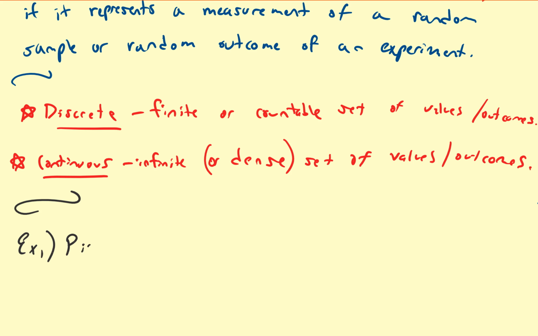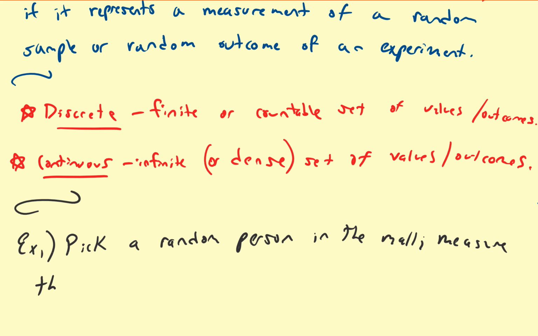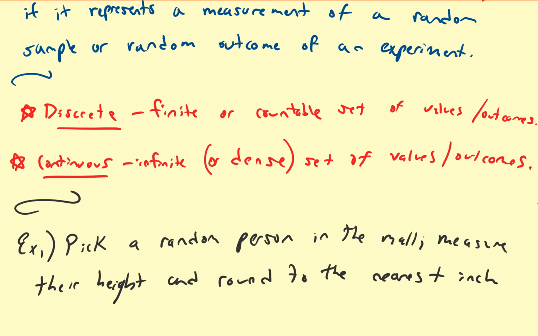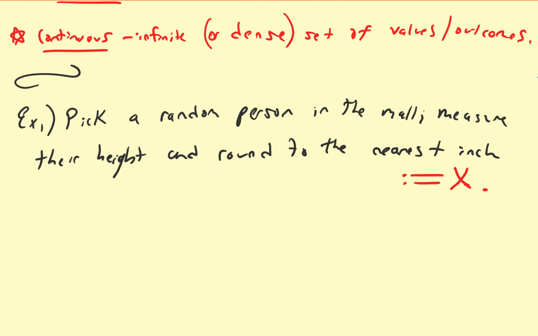Suppose we pick a random person in the mall and we measure their height and round to the nearest inch. And I'm going to define this variable to be equal to x. So what are all the possible values that x could take?